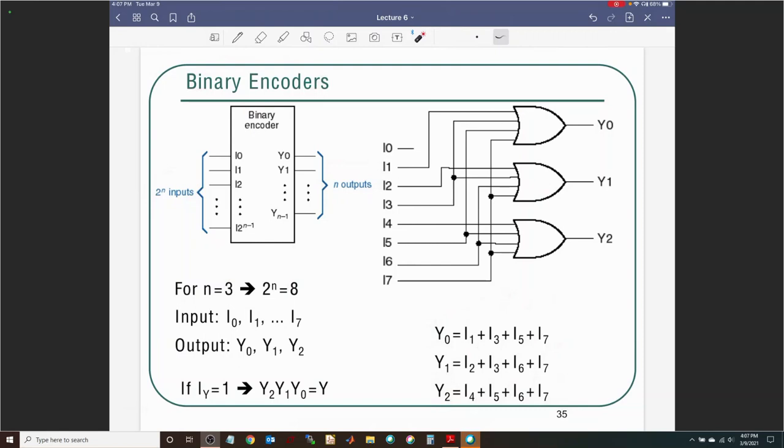Y3. Y3, well, Y0, Y1, Y2, right? So there are three of them, three outputs. Right, I2, Y2. And you see this, I0, not connected to anything.